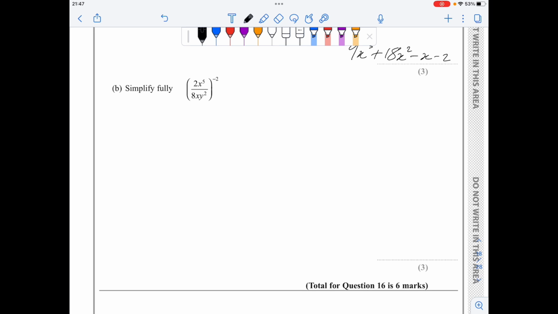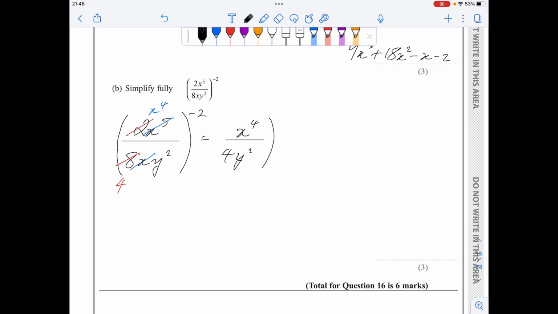For part B, I'll write this in bigger font so I can see this clearly. Now, I can simplify the numbers. The top one cancels out. The bottom one will give me a 4. I can also cross out the x's. This one crosses out, and on top I get x to the power of 4. So the bracket now becomes x to the power of 4 over 4y squared, and then to the power of minus 2.